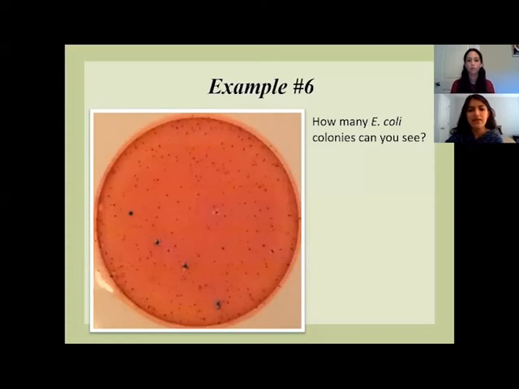All right, so very good. The correct answer is three. So good job. It does look like you see four blue colonies there in that kind of diagonal line, but the one at the very top left does not have any air bubbles. So again, we just count blue with air bubbles.